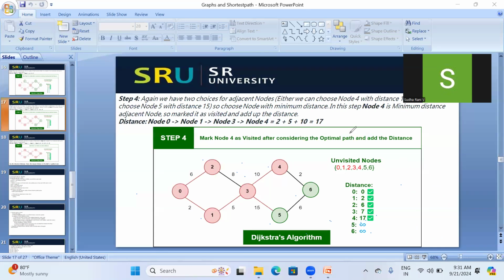Okay, so up to step 4, what nodes did we cover? We covered 0 to 4, and these are considered the visited nodes, and the remaining nodes are considered the unvisited nodes. So again, we have two unvisited nodes, that is 5 and 6. Let us check what values we will get and what possibilities we have to traverse from 0 to 5.